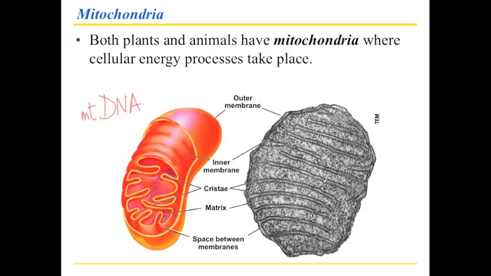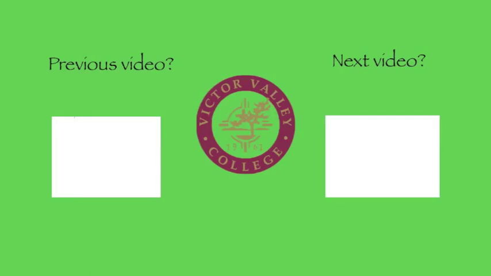Mitochondrial DNA. That's an interesting thing to contemplate. And I'll leave you with that idea. Why would something that's an integral part of our cell have its own specific DNA that is totally different than our own DNA? And so that's something to contemplate. And that's the end of chapter 4.